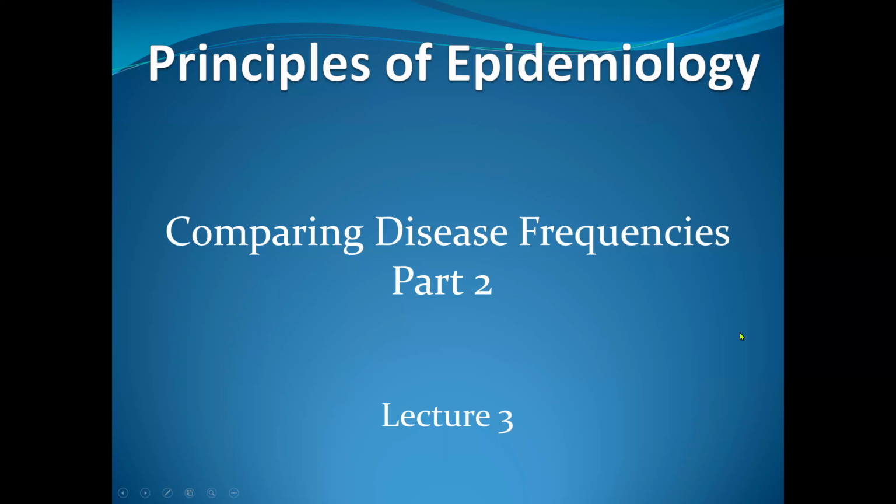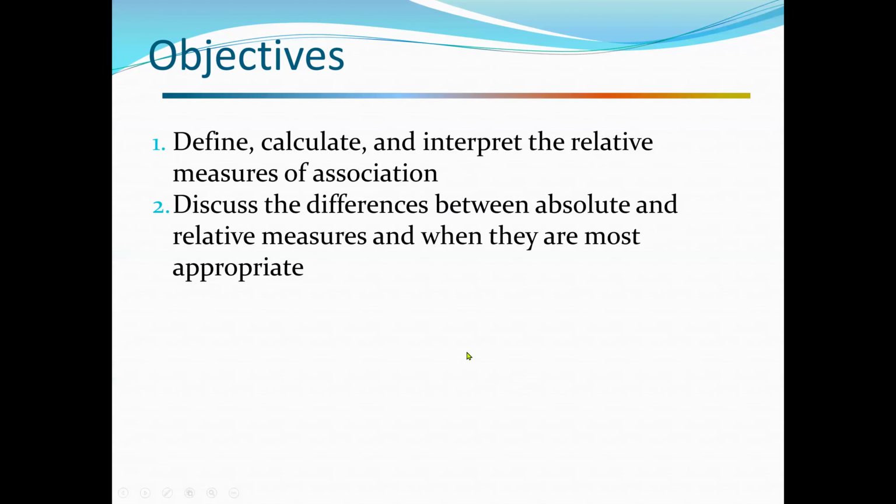Again, welcome to Principles of Epidemiology. In these lectures, we're going to cover comparing disease frequencies. This is part 2 of our lecture, lecture number 3. Our main objective is to define, calculate, and interpret the relative measures of association. We're also going to discuss the differences between absolute and relative measures and when they are most appropriate.